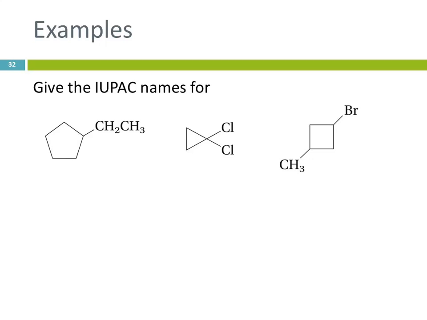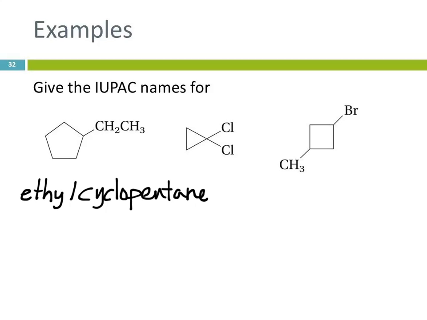So let's try some. Give the IUPAC names for these. So that first one, what's the base name? Cyclopentane. 5 carbons. And what is the name of the group that's on it? 2 carbons is ethyl. So we put the name of the substituent in front of the name of the longest chain. Does it need a number? No, it doesn't, because there's only one substituent, so it's obviously going to be on number 1.